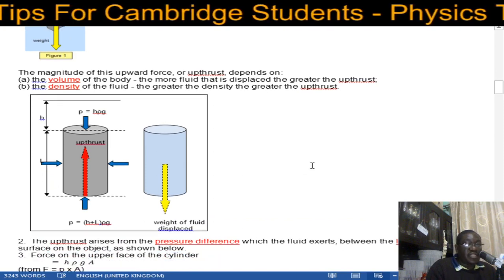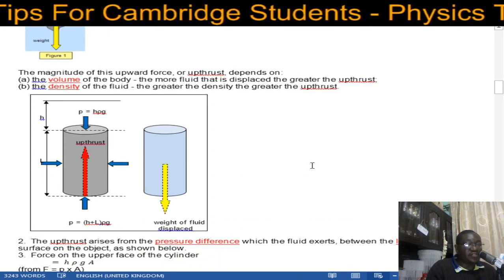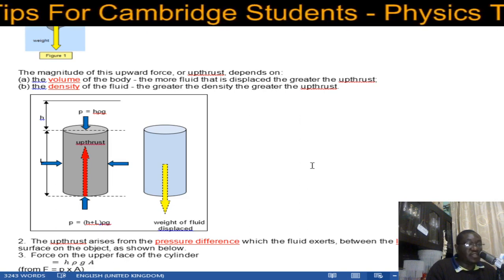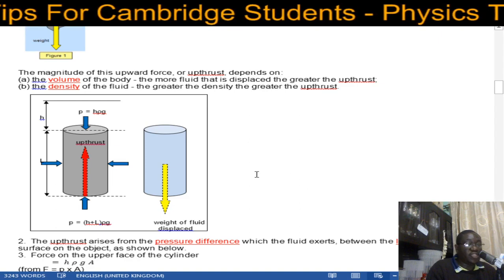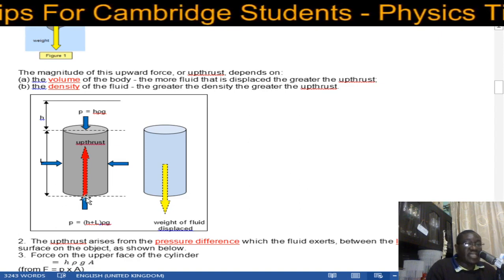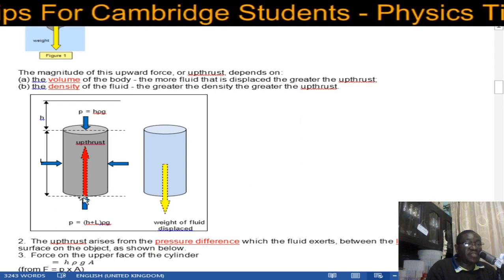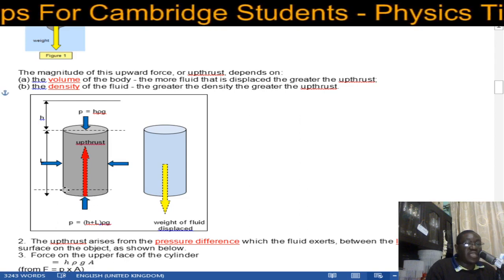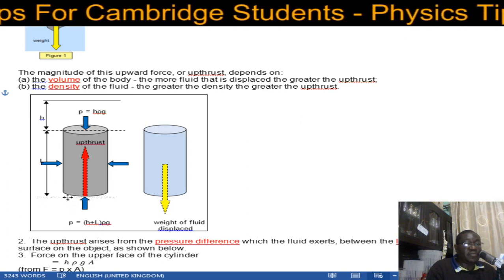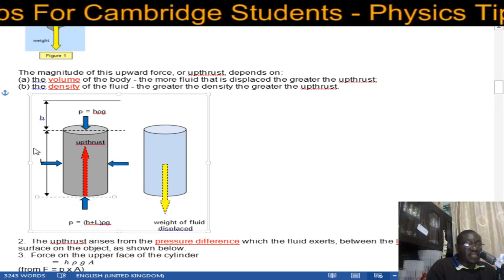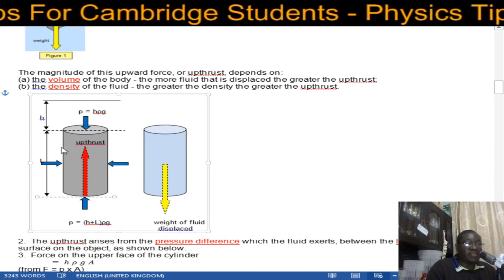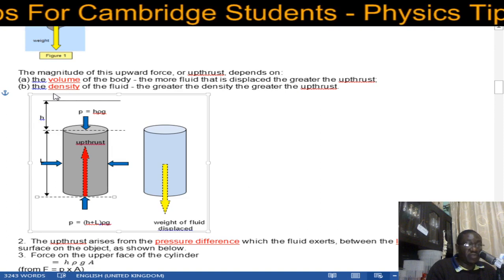Origins of the upthrust. Upthrust arises from the pressure difference which the fluid exerts between the lower and the upper surface on the object, as shown. So remember, pressure increases with depth. We said P is equal to rho g h. So looking at the depth at the bottom, pressure will be more because the height will be more coming from the surface. We're coming from the surface going down.